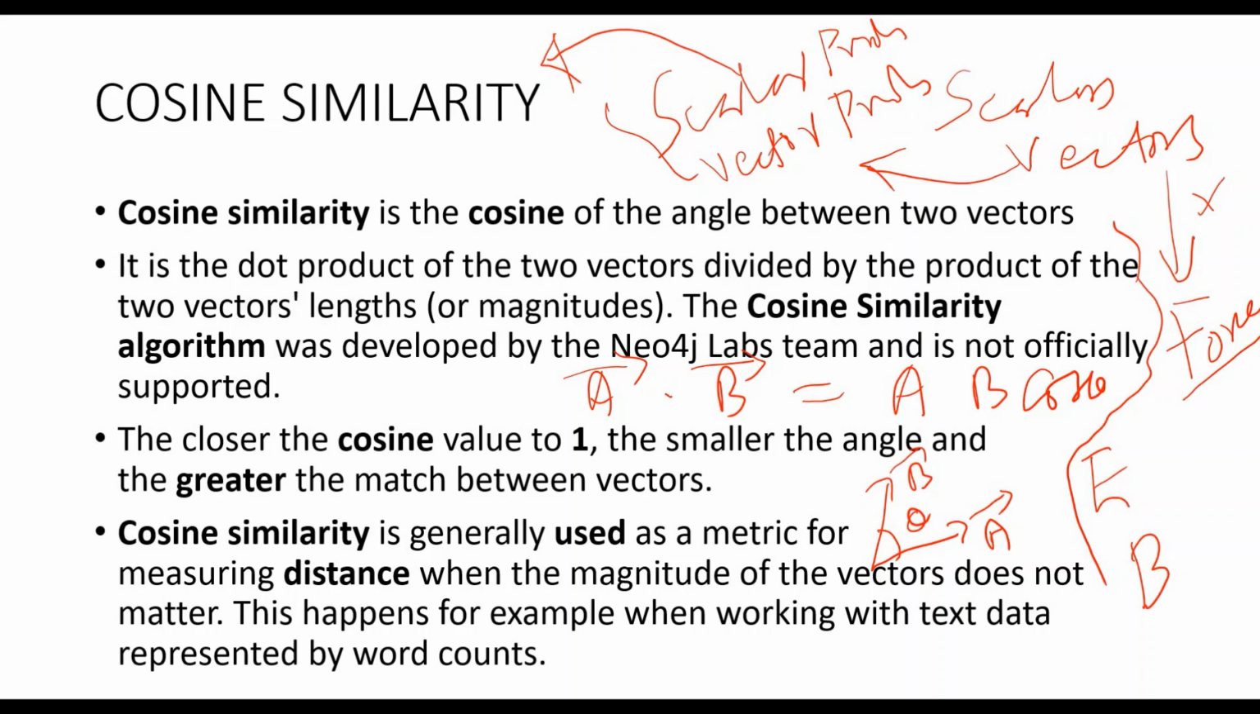The cosine similarity is the cosine of the angle between two vectors. It is the dot product of two vectors divided by the product of the two vectors' magnitudes. The cosine similarity algorithm was developed by the Neo4j labs team, and it is not officially supported.